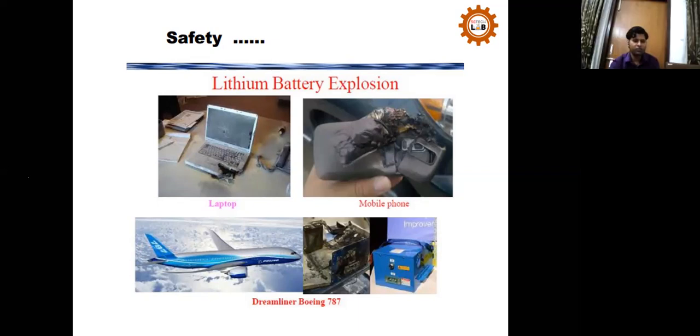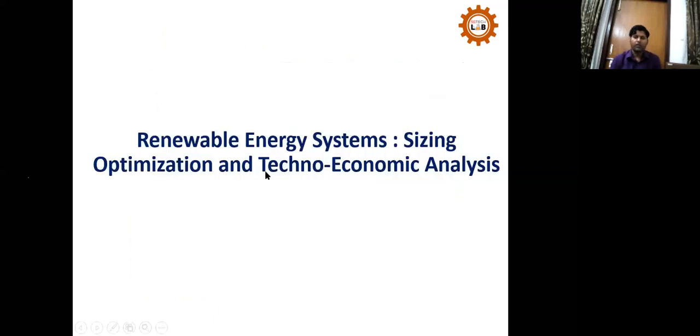Yeah, so about size, I will just go to the next part about sizing only. I will move on and explain it in detail. This was my second part, in which I will talk about what size will be suitable for any renewable energy system, and what the cost will be.